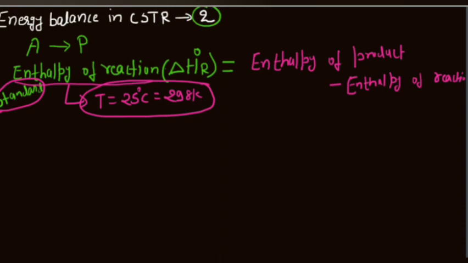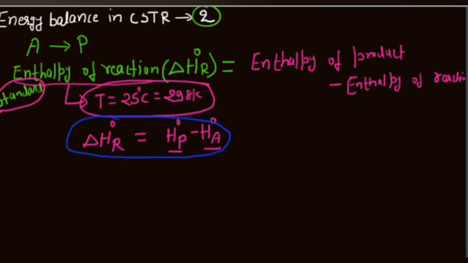Now, in the reaction written on the screen, if you have to calculate the standard enthalpy of reaction, what will it be equal to? Here you can write H naught of P minus H naught of A, where P is the product and A is the reactant. In this way you have to understand the enthalpy of reaction. This will be your standard enthalpy of reaction, my dear student, if you subtract the enthalpy of reactant from the enthalpy of product.